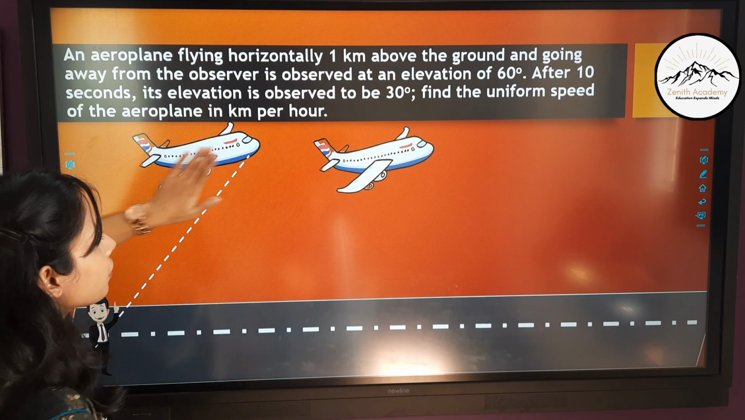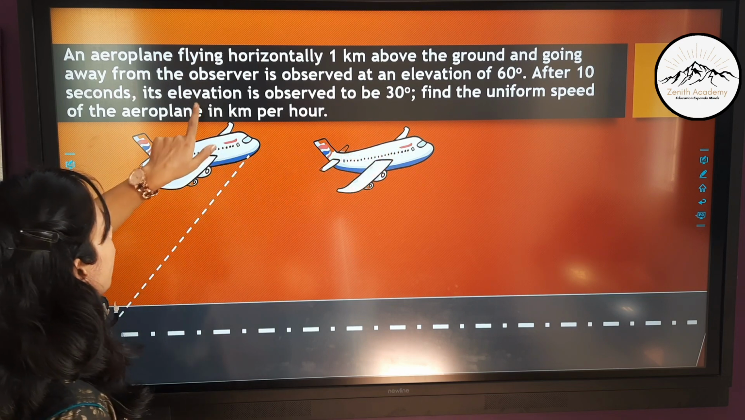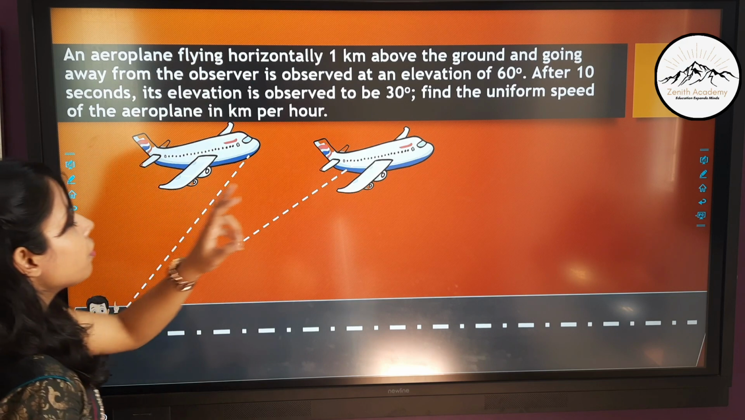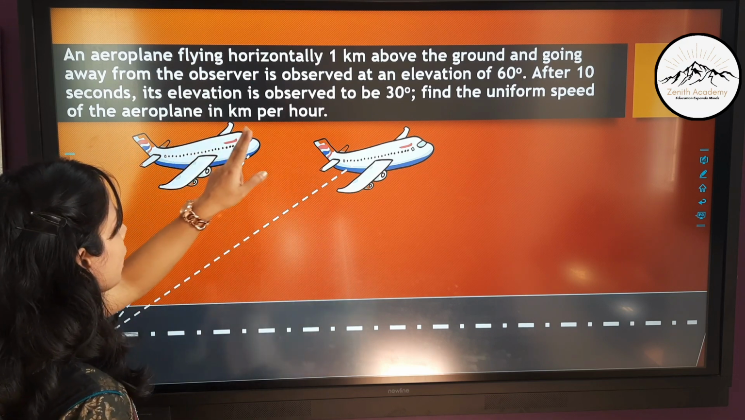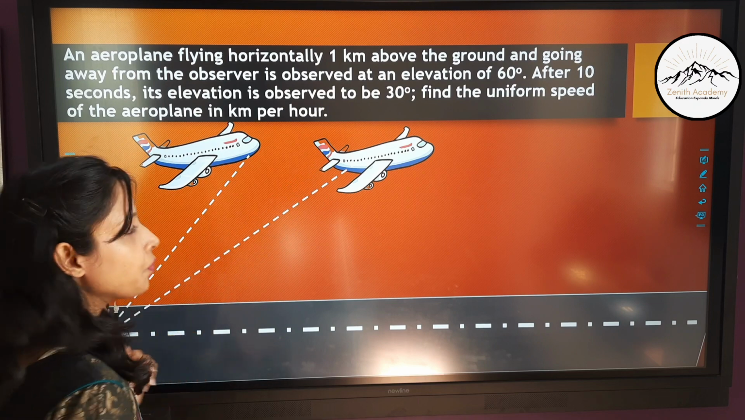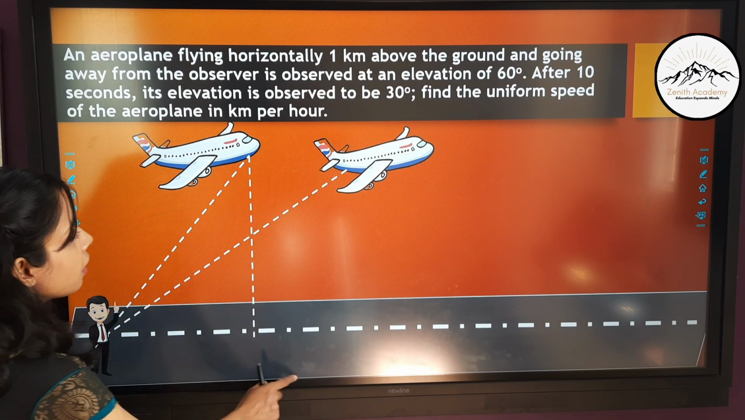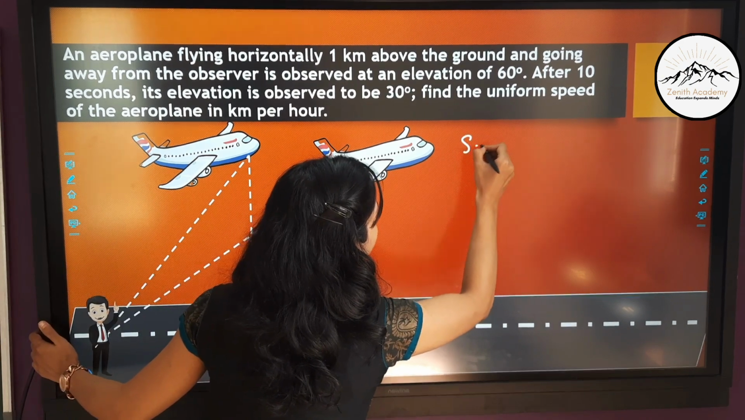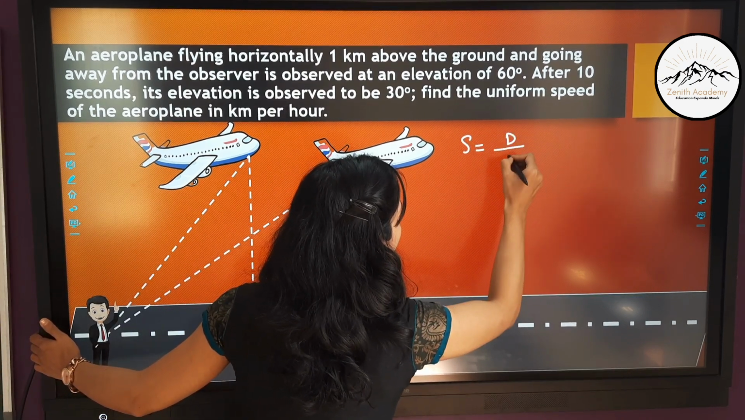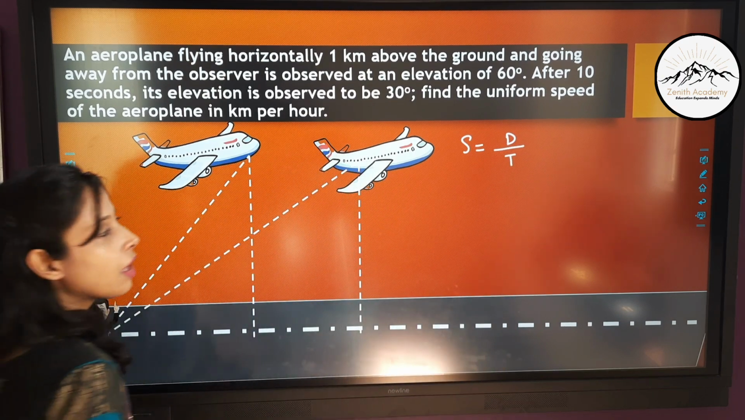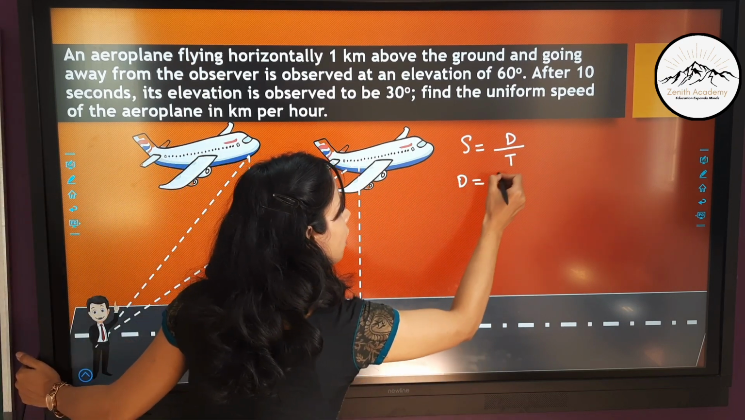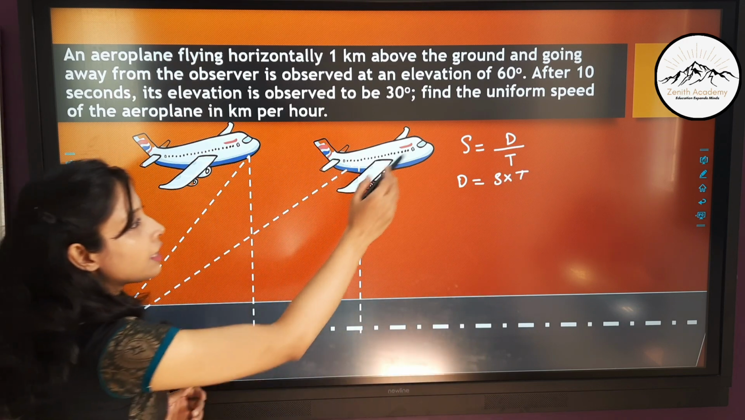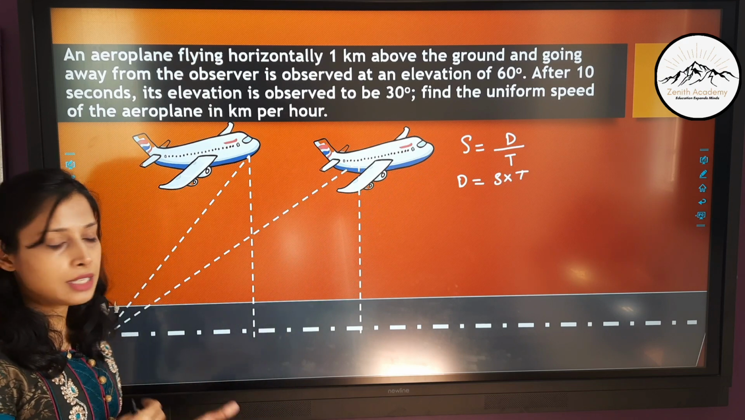After 10 seconds it has moved forward and its elevation is observed to be 30 degrees. Find the uniform speed of the airplane in kilometer per hour. Now here we need to find the speed. So how can we find the speed? We know speed is equal to distance upon time, and distance is speed into time. For finding speed, we first need to find the distance.